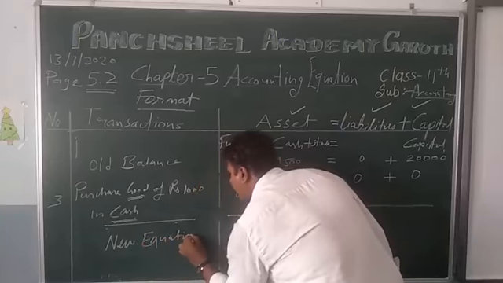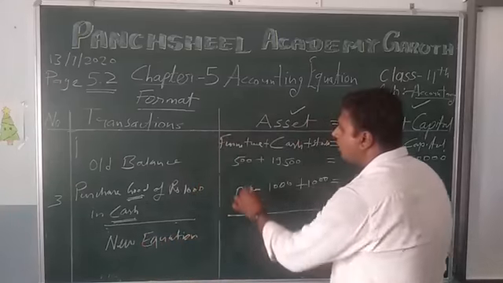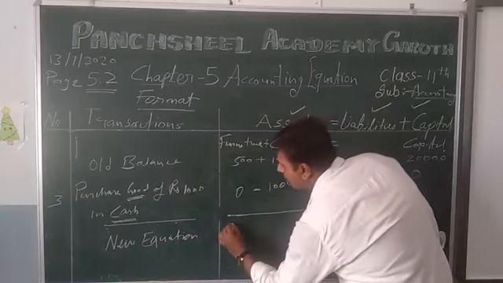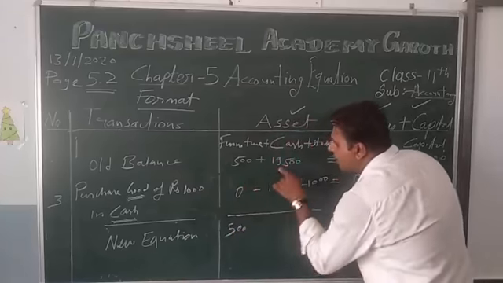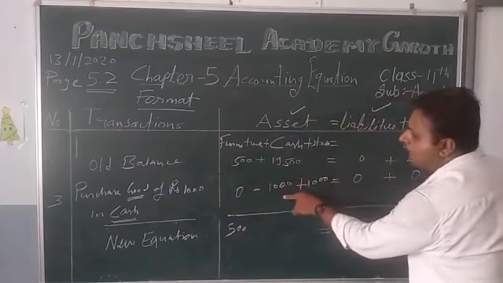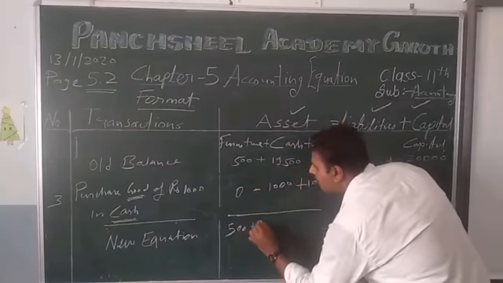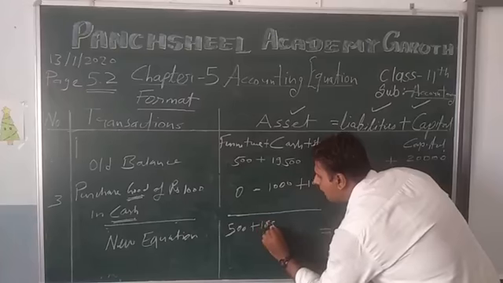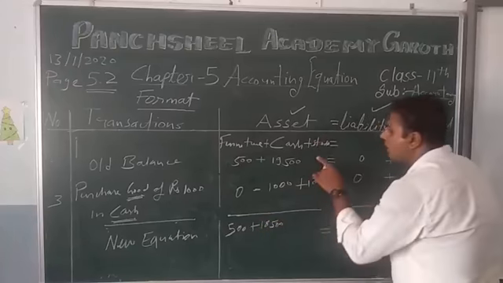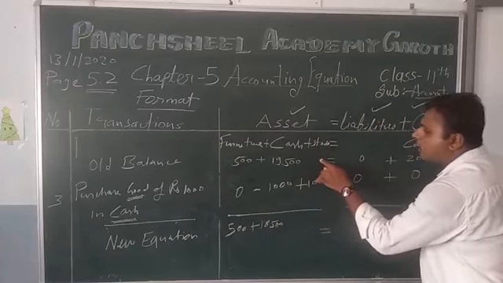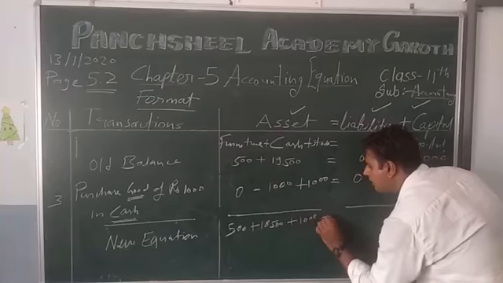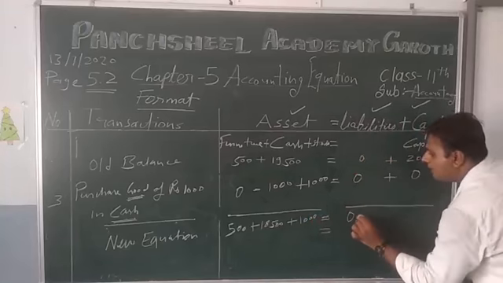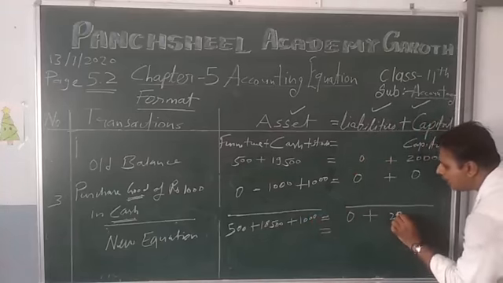New equation. Here furniture 500, cash is 19,500 minus 1,000. How much comes? 18,500. Stock: before this nothing was there, now 1,000. Liability 0. Capital again 20,000.